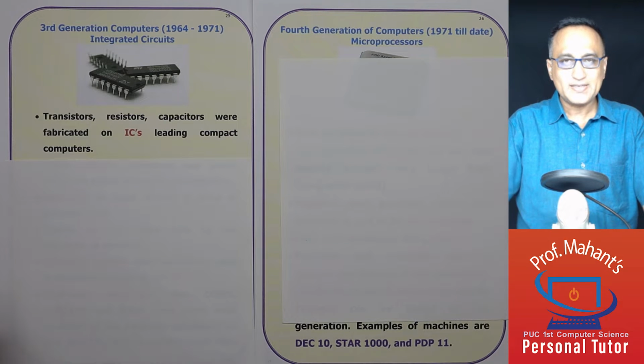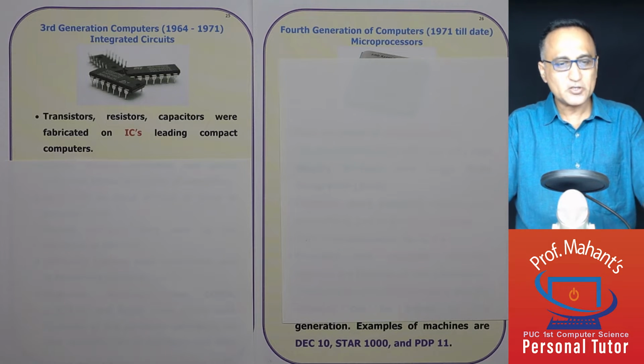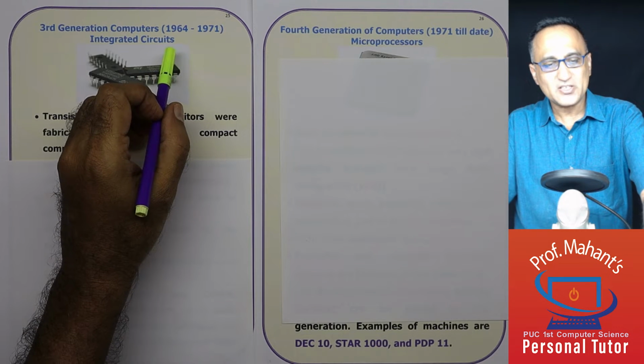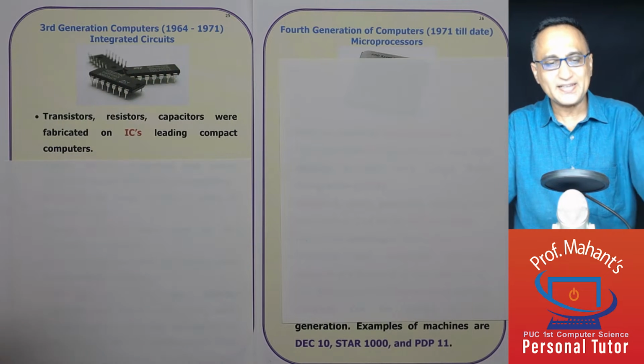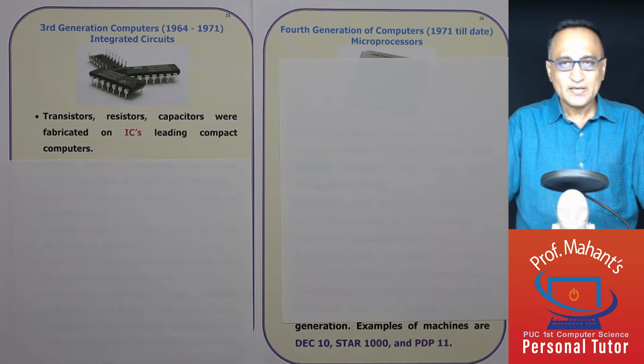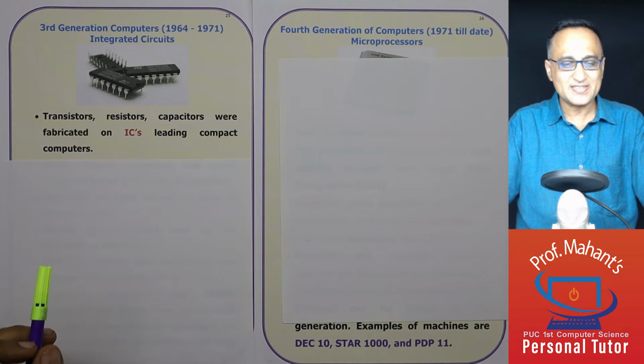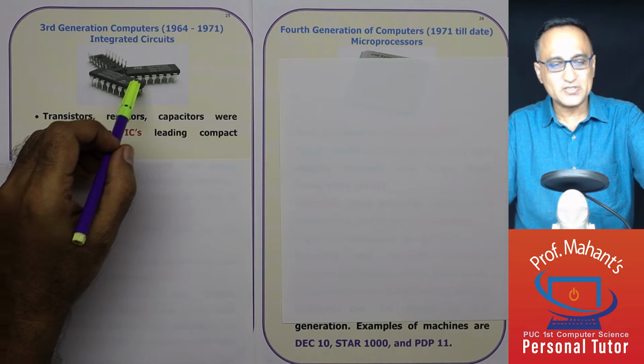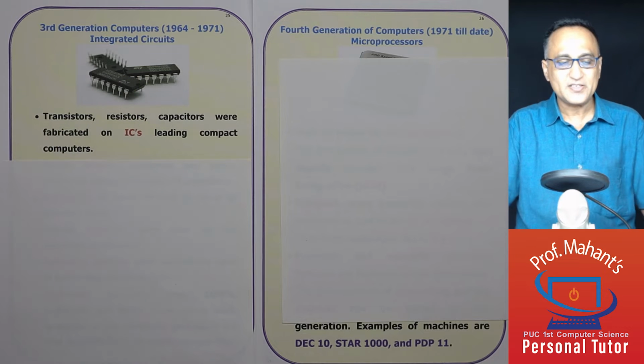We shall now talk about the changes in computer technology in the third generation, fourth generation, and the current fifth generation of machines. The third generation of computers is classified between the dates 1964 to 1971. An important change in this particular generation is that electrical and electronic components like transistors, resistors, capacitors were fabricated on integrated circuits. So this is an example of an IC or integrated circuit.